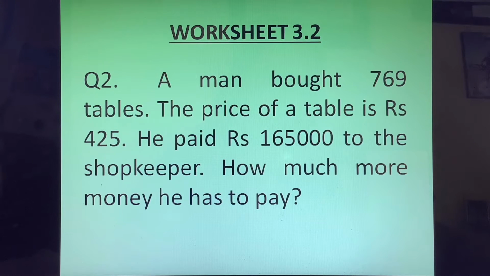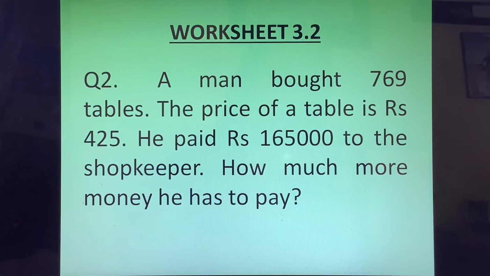Now here children, this is a little complicated. Let me explain this to you. Here the first part is easy, where the man has bought some number of tables and the cost of the table is given. So you will multiply and find what is the total bill he has to pay.